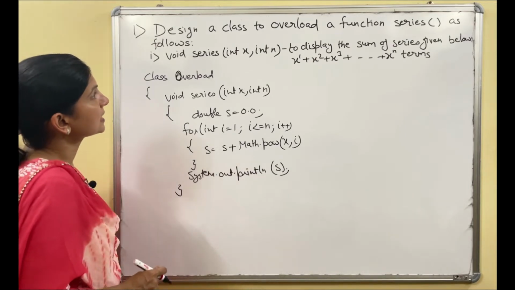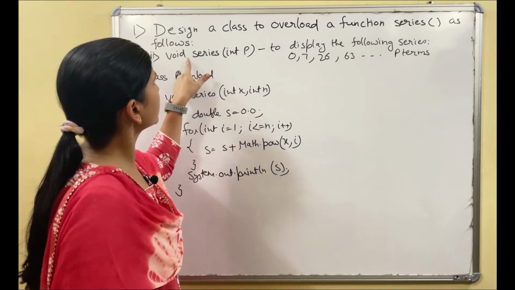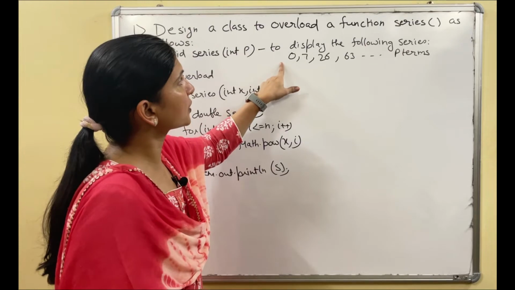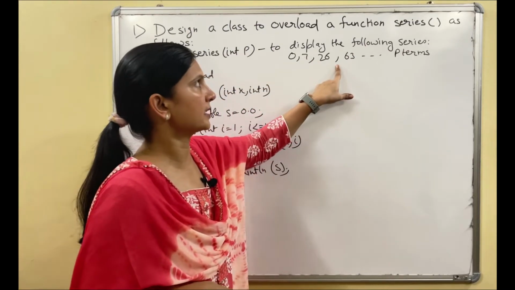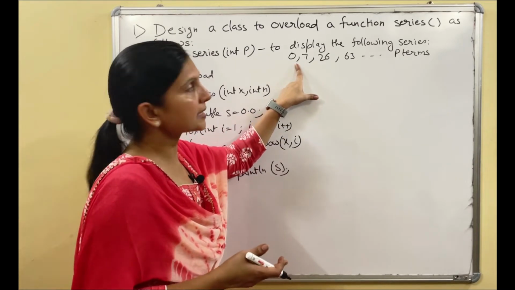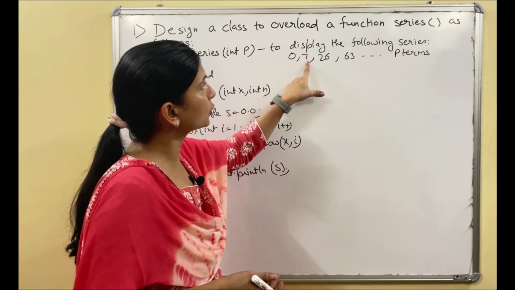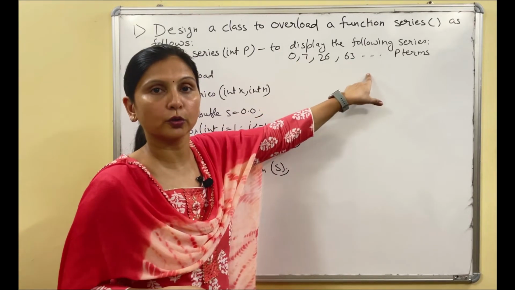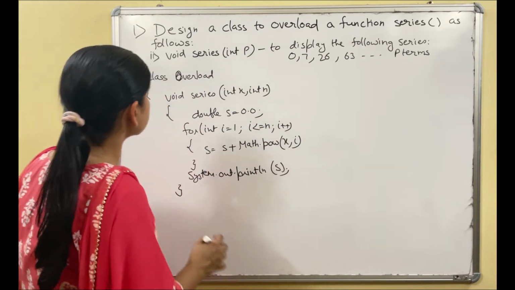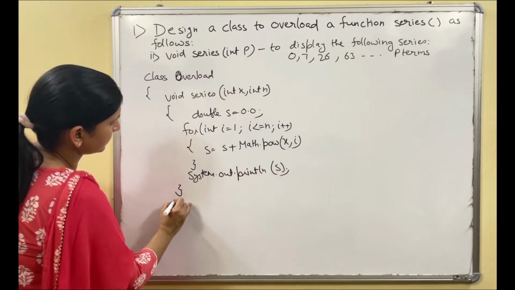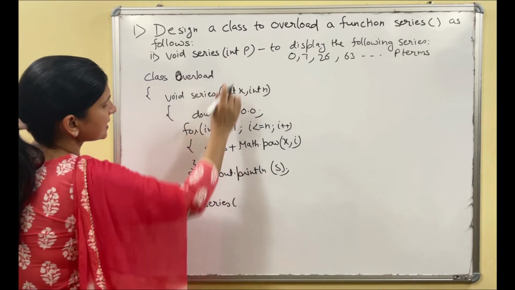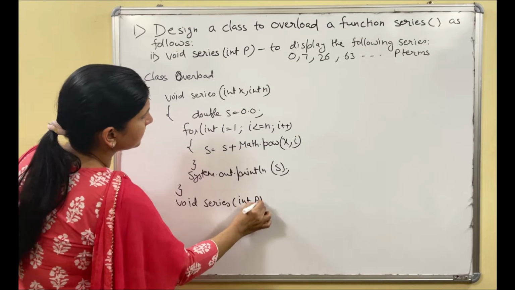Now we will see the second function. In the question, the second function is void series(int p), only one parameter. And in this function, we have to display the following series. If you can see the series, it is 0, 7, 26, 63. I hope it is clear to you: 1 cube minus 1, 2 cube minus 1, 3 cube minus 1, 4 cube minus 1, and so on. Fine. So you have understood the logic now. So let's make the second function. We will write void series, and we will pass one parameter, int p.